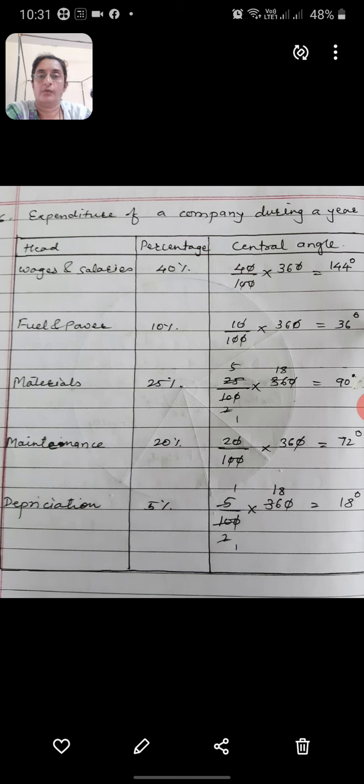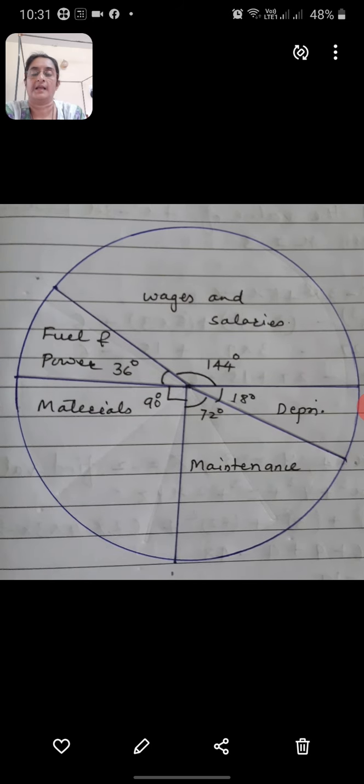So take 4 centimeters and draw a circle, and then take any one baseline from the center to any point of the circle, that will be a radius. Take that baseline, we will start from wages and salaries. For that we got 144 degrees. So take the baseline which we have drawn now for the radius, and from that we have to measure 144 degrees with the protractor, mark it and draw the line.